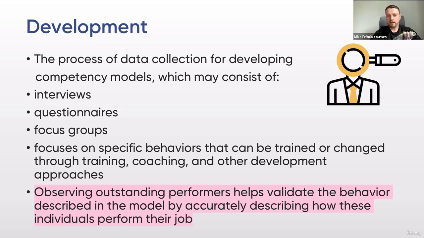And as you recall, you and I talked about McClelland's work in the first class. So, observing outstanding performers, or we might say the best employees, helps validate the behavior, that is, to see if we have described it correctly in the model, accurately describing how these individuals perform their work. So, for example, you have your competency model, which is sewn into every corporate value you have. In order to validate this model or test it, you need to ask yourself: our coolest employees, the most efficient, do they behave that way or not?